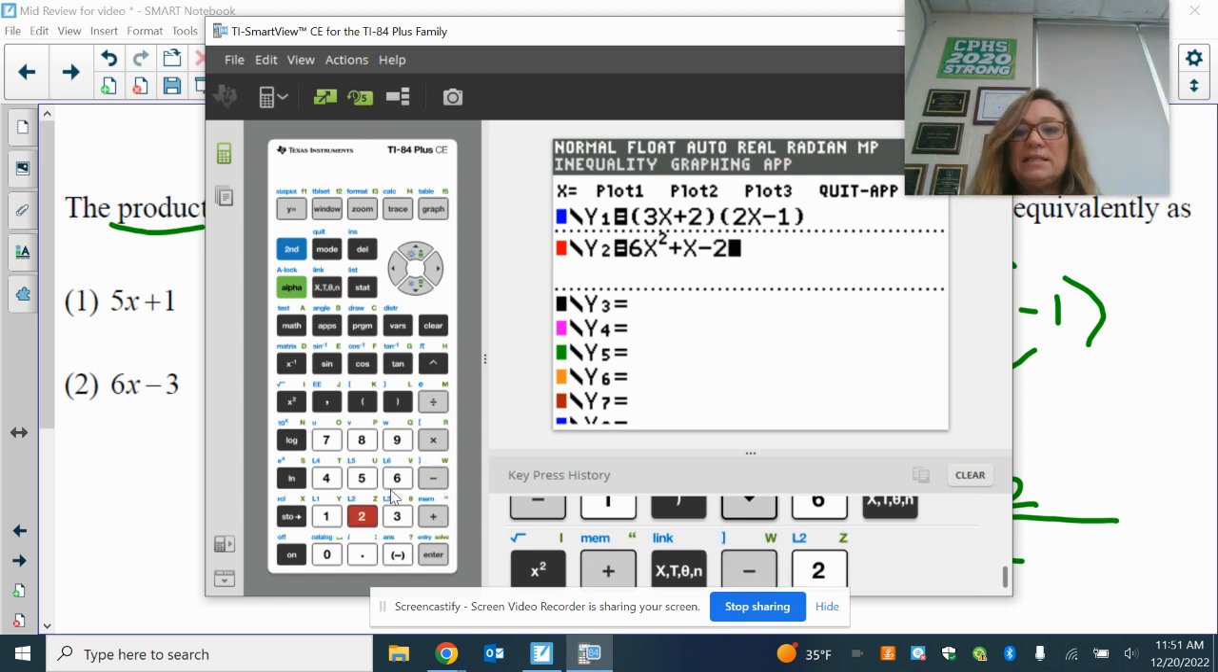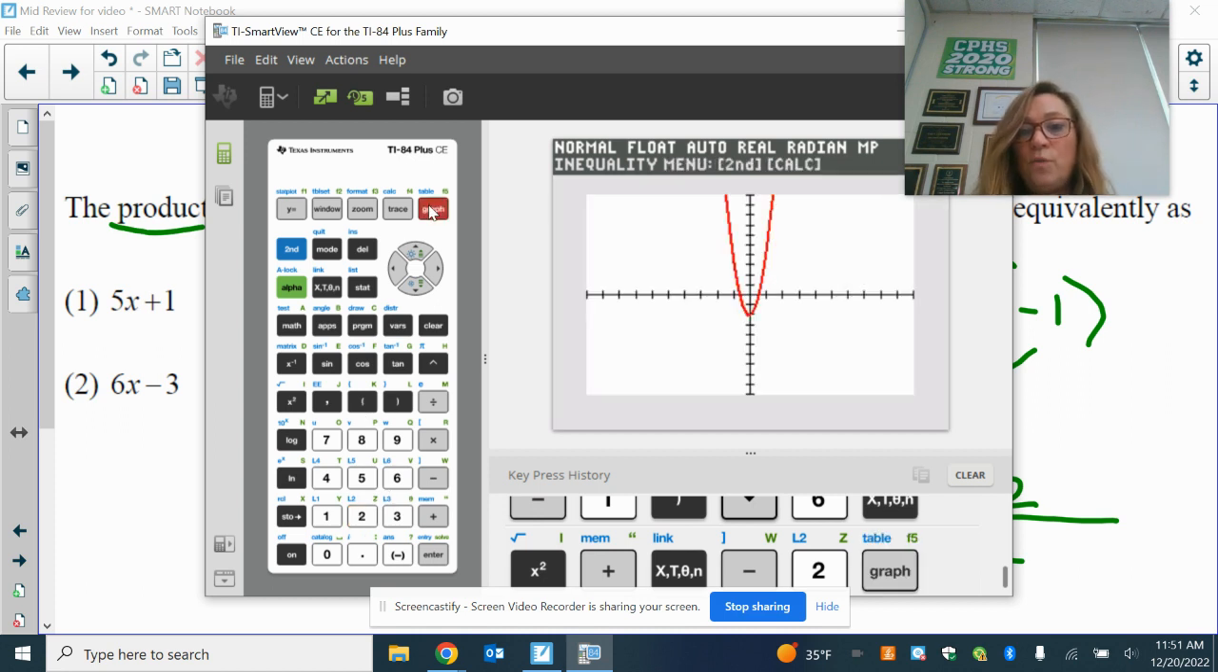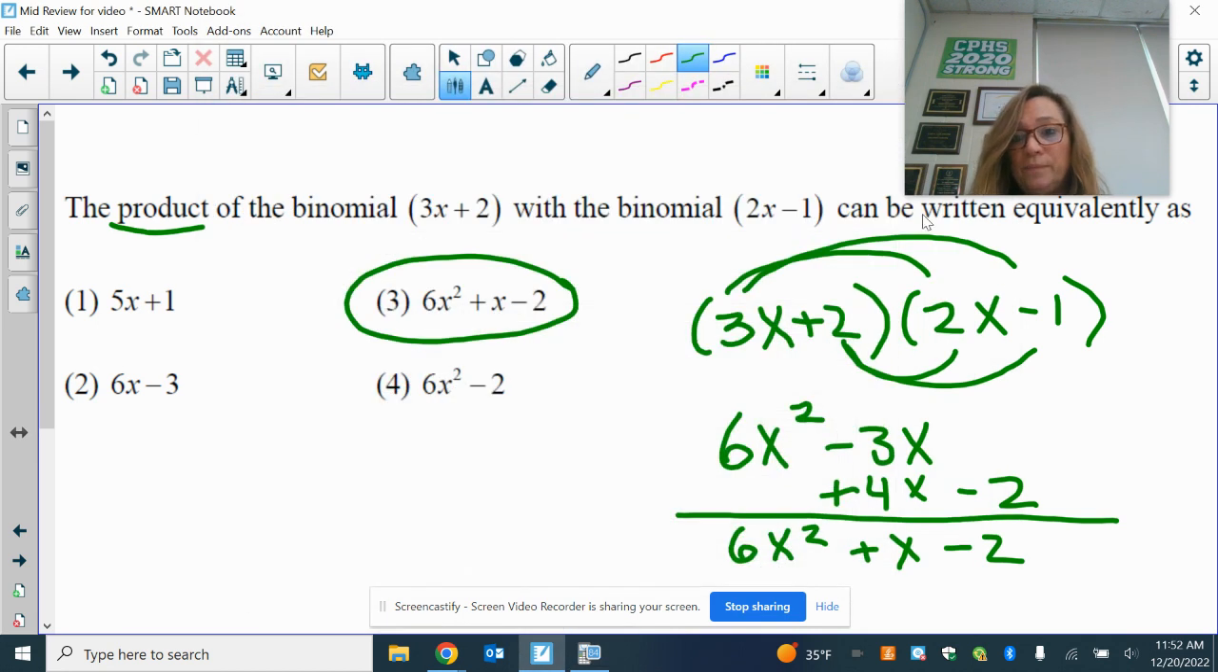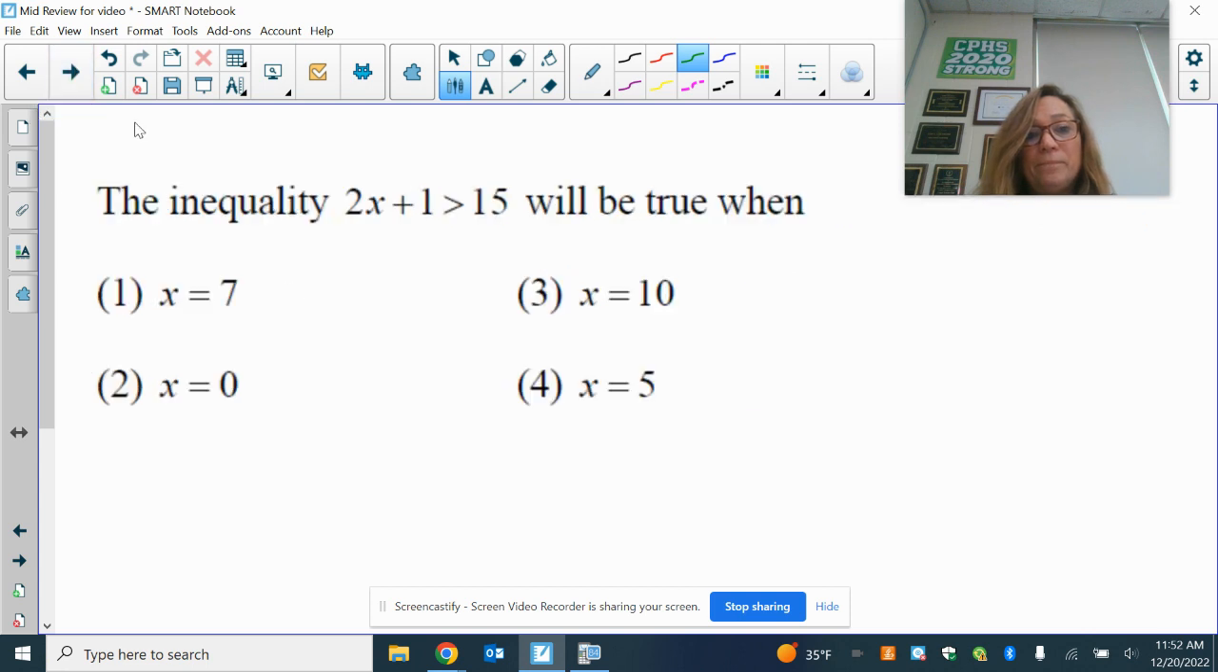So I'm basically asking the calculator if these two things are equal to each other. So if you hit graph, you want to see what happened was it was blue and then it became red. Or you can hit table and you want to look to see that the tables are the same. Because if the tables are the same, the expressions are the same, which means they are equal. Equivalent, equal, can be written equivalently. So those things are equal. And that's a way of checking.